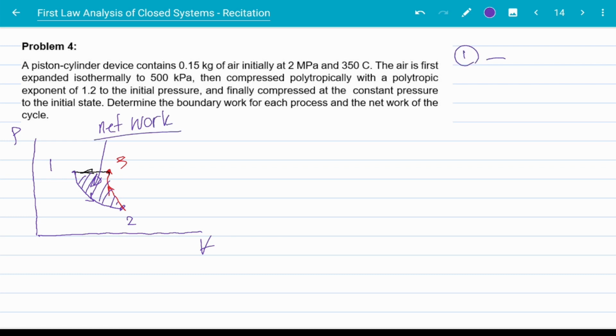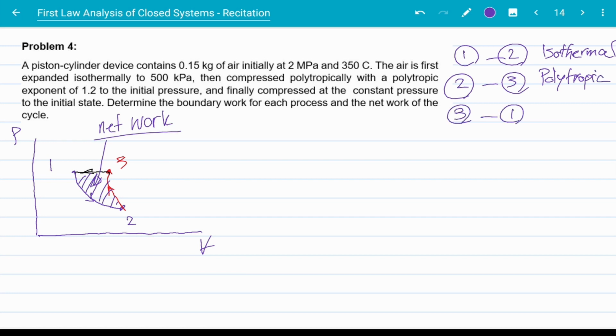So from 1 to 2 is isothermal. From 2 to 3 is polytropic, and from 3 back to 1 is constant pressure.